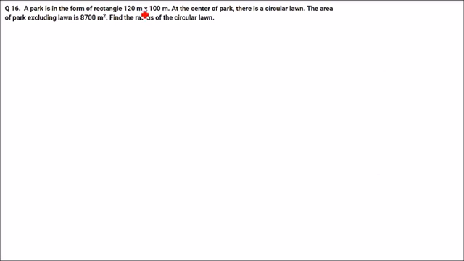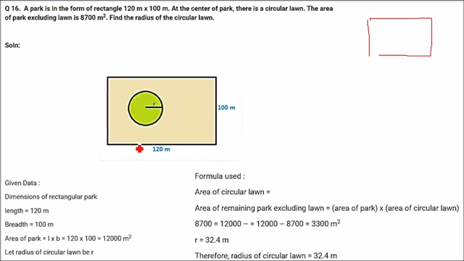A park is in the form of a rectangle 120 by 100 meters. So this is 120, this is 100 meters. At the center of the park, this is the center, there is a circular lawn. The area of the park excluding the lawn is this much. So if you take out this lawn, the area is this much. Find the radius of the circular lawn.